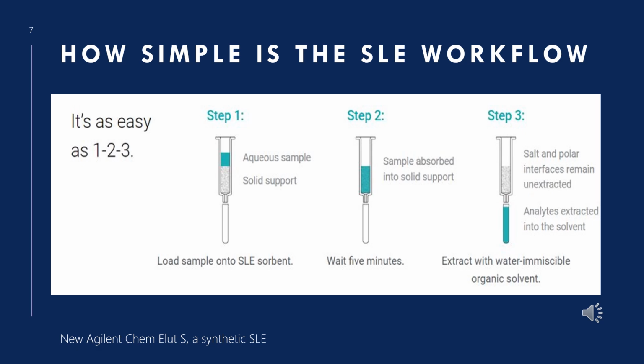This picture shows how simple the SLE workflow is. It is as easy as step 1, 2, 3. In step 1, we have to load the sample on the SLE sorbent. In step 2, we have to wait 5 minutes. In this period, the sample gets absorbed onto the solid support. And step 3, here we have to add the extractant solvent, so analytes get extracted into the solvent. This is the elution.